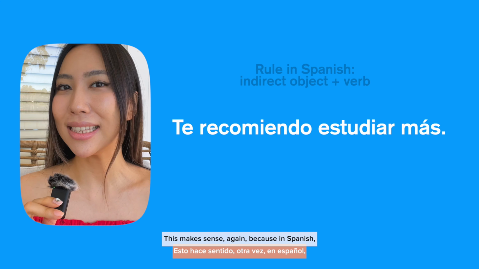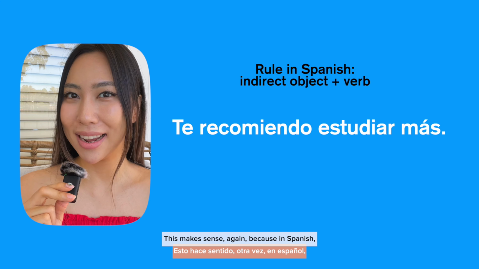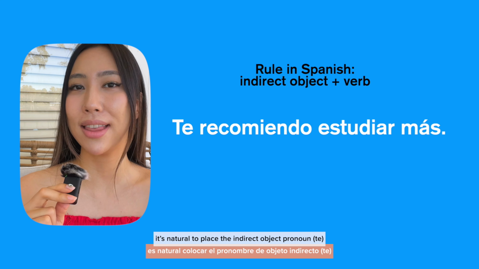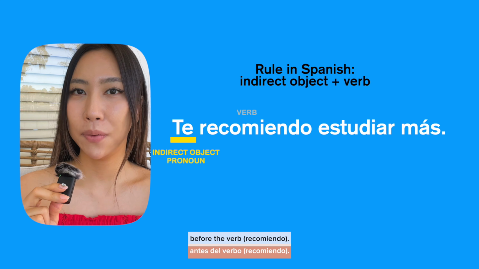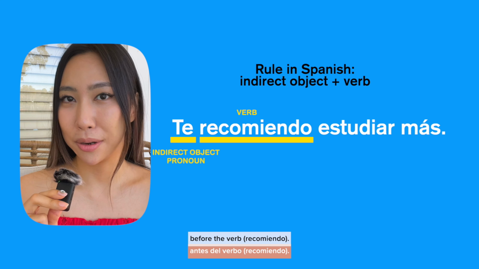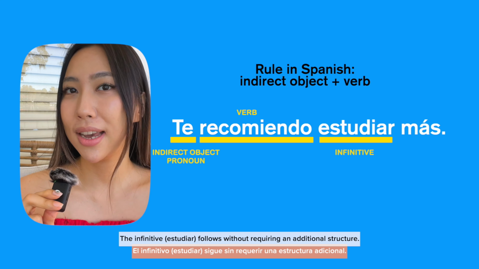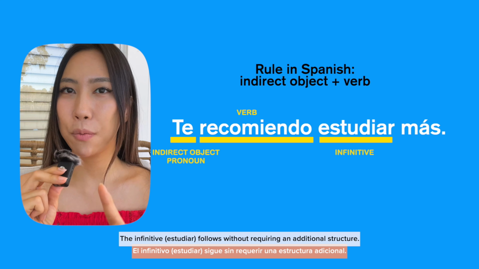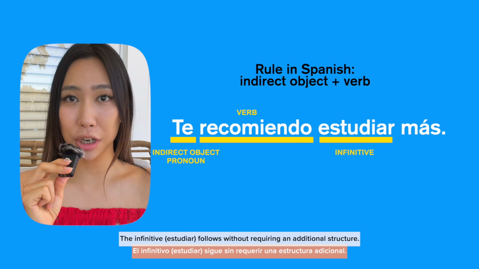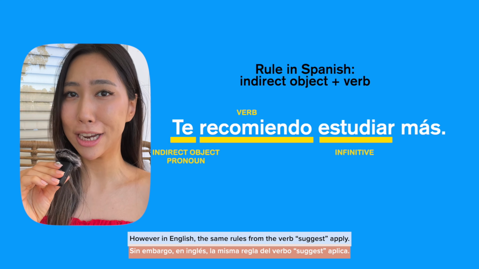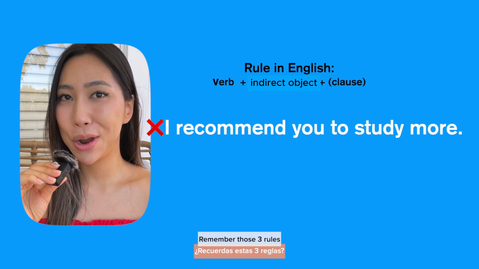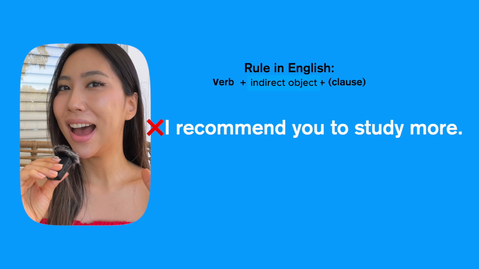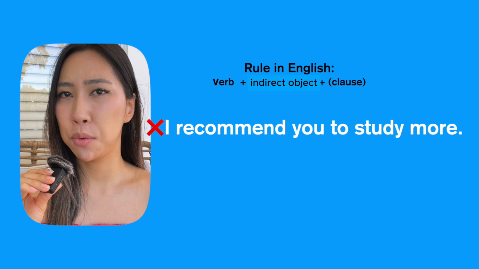This makes sense, again, because in Spanish, it's natural to place the indirect object pronoun te before the verb recomiendo. The infinitive, estudiar, follows without requiring an additional structure. However, in English, the same rule from the verb suggest applies. Remember those 3 rules? I recommend you to study more.